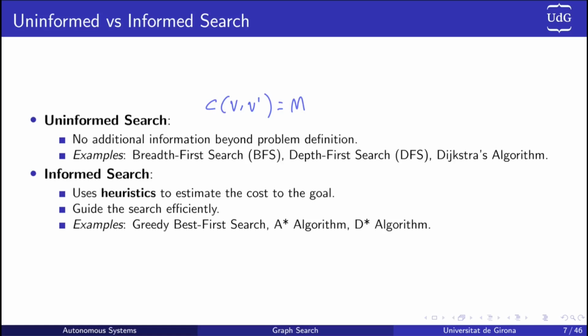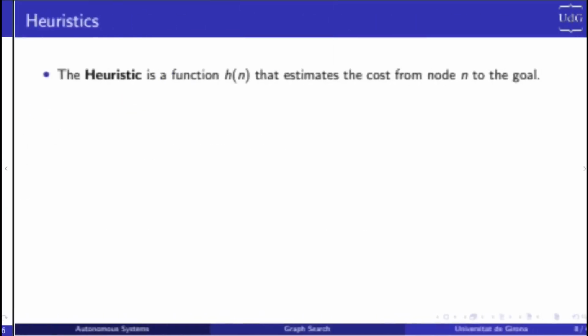However, we do not always have these heuristics. Okay? Not always can we have access to some function that estimates the cost to the goal. Some of the algorithms that we will see here are the greedy best first search and the A-star algorithm. We will not get into the D-star algorithm. It's a little bit more difficult to implement, and it's not in the labs. In the labs, we will only ask you for these ones.